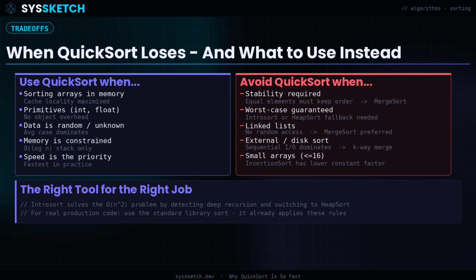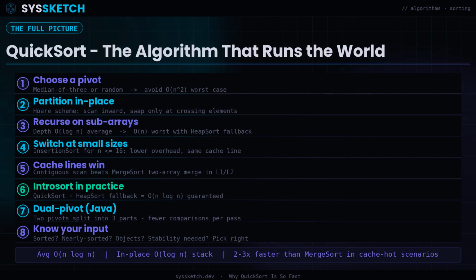For small subarrays of 16 or fewer elements, InsertionSort has lower constant factor overhead and should be used as a base case. QuickSort has been the dominant general-purpose sort since the 1960s because it maps almost perfectly onto how modern CPUs work. A good pivot halves the array each recursion, giving O of n log n expected depth. The in-place Hoare partition scans contiguously, keeping the working set in L1 cache. Switching to InsertionSort for small subarrays removes overhead at the leaves of the recursion tree. Adding a HeapSort fallback via Introsort eliminates the O of n squared worst case entirely.